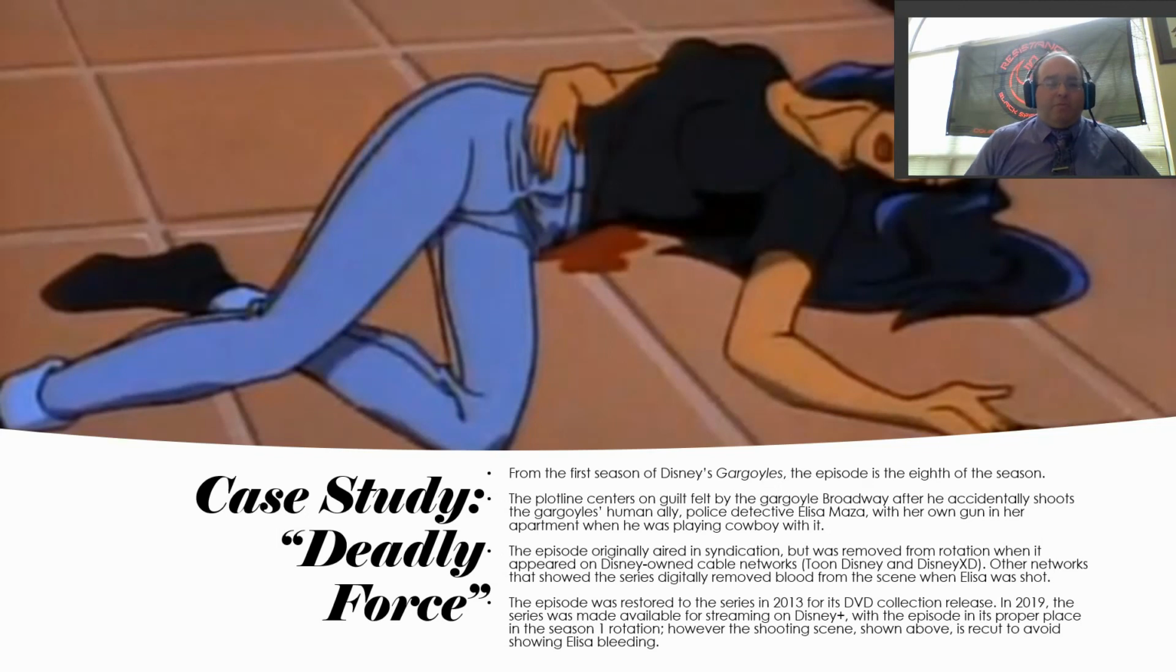However, the episode was removed from rotation when it appeared on Disney-owned cable networks, particularly Toon Disney and Disney XD. Now, other networks did also show the series. For instance, USA Network for a while had a kids block, and they aired Gargoyles. Okay. Other networks that showed the series digitally removed blood from the scene when Elisa was shot. As you can see there, she is actually in a puddle of blood. They do have the dialogue that says that she's having trouble. Later on in the episode, she flatlines. Okay? They still have her flatlining. But they decided the blood was one step too far.